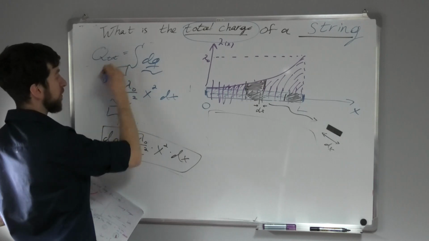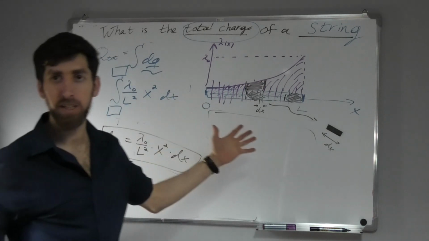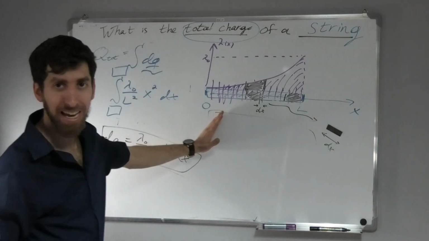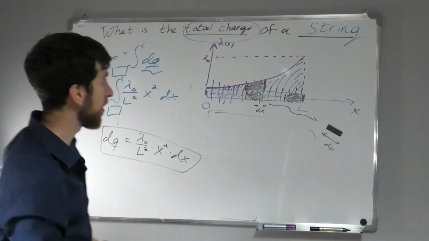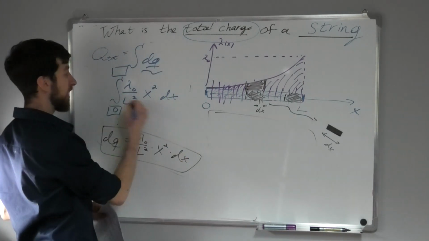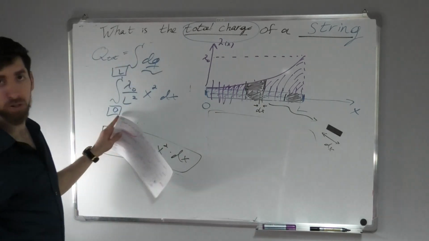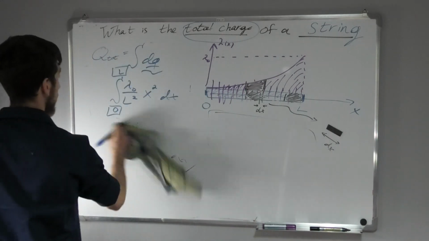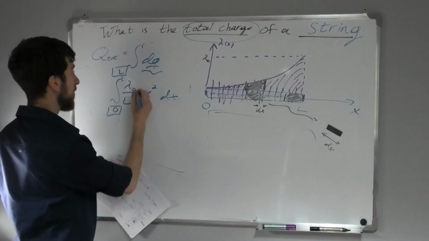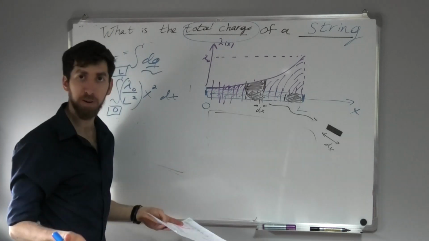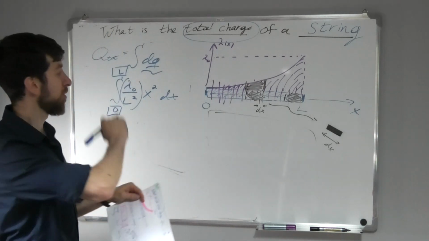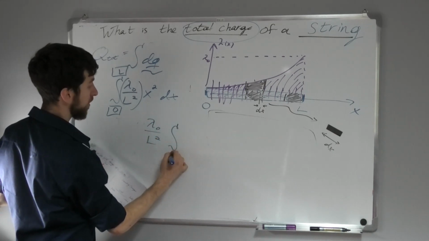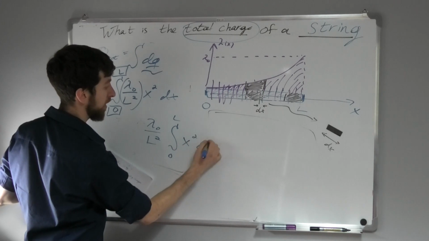And let's talk a little bit about the limits of the integral. Is this string everywhere, or does it start at some location of x and end at some other location? It actually starts at 0 and ends at L, right? So it's not all over the world. We need to take care of this. So we also have boundaries. This constant, I can take and pull outside of the integral. So it's lambda 0 over L squared, integral from 0 to L of x squared dx.